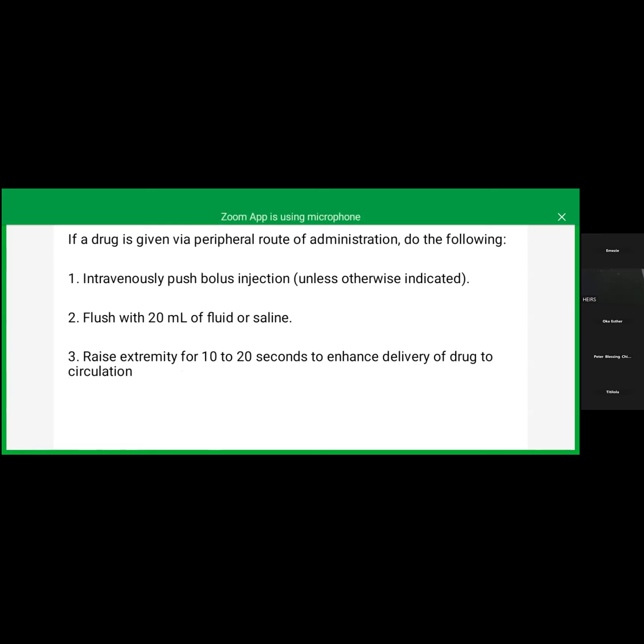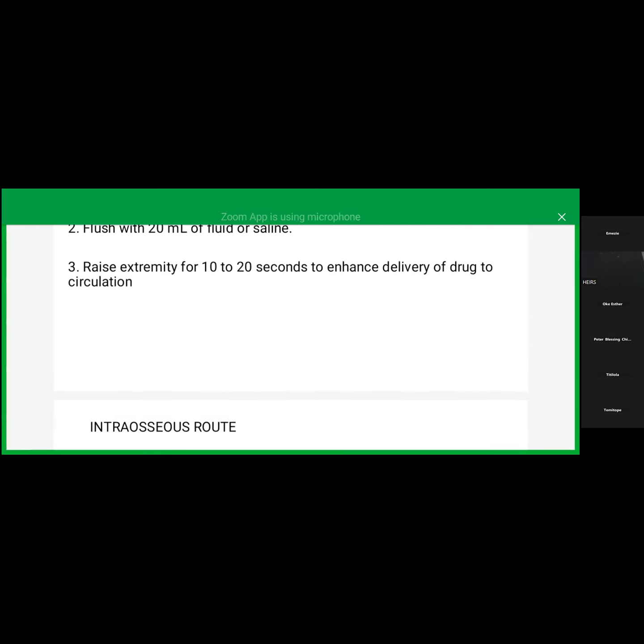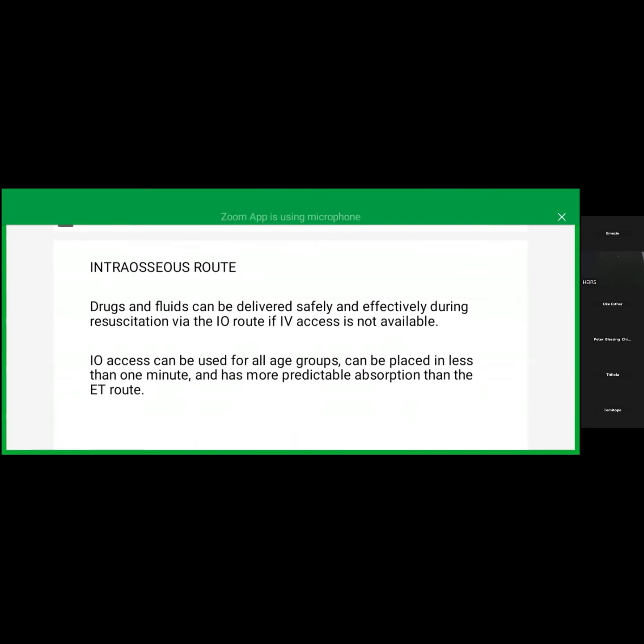Another thing we want to talk about is the fact that though we don't routinely practice it, we expect that for any patient we are giving a medication, we need to flush the line with 20 mils of normal saline or Ringer's lactate. Flushing the line will make sure that the medication circulates all over the body and starts working as fast as possible. So flush the line with 20 mils of fluid. It's also expected that we raise the arm we have given the medication in a little bit for about 10 seconds, also to enhance the medication to circulate throughout the body as fast as possible.